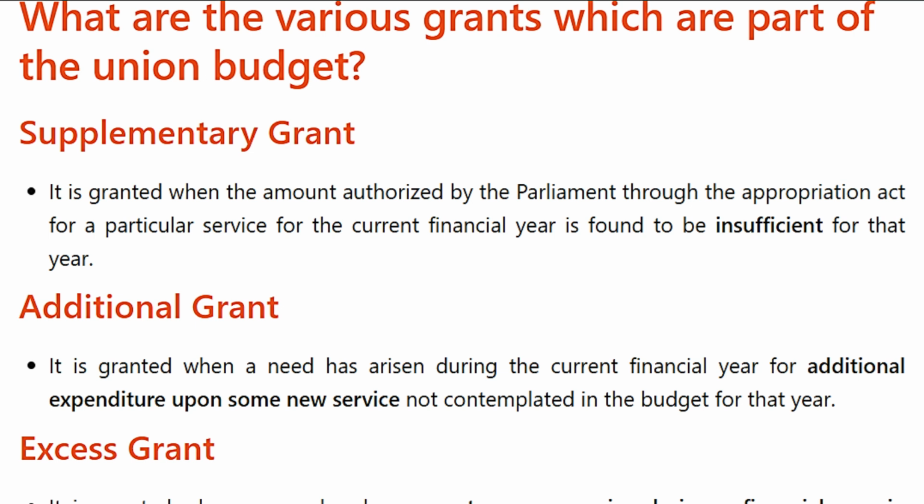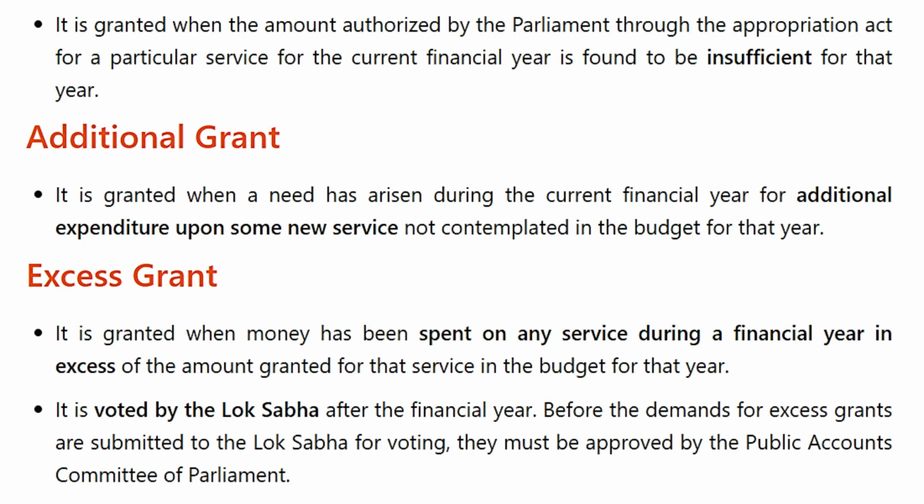Supplementary grant. It is granted when the amount authorized by the Parliament through the appropriation act for a particular service for the current financial year is found to be insufficient for that year. Additional grant. It is granted when a need has arisen during the current financial year for additional expenditure upon some new service not contemplated in the budget for that year. Excess grant. It is granted when money has been spent on any service during a financial year in excess of the amount granted for that service in the budget for that year.